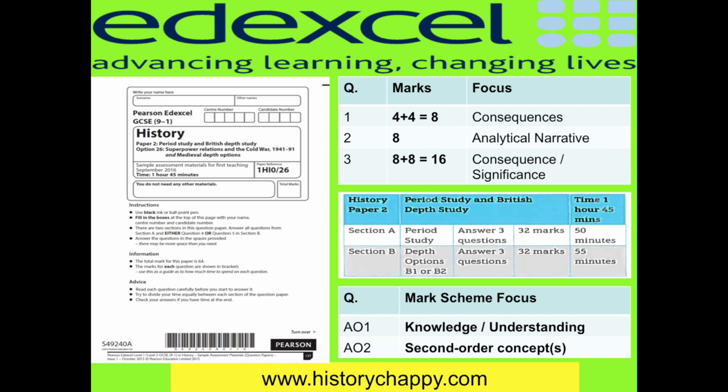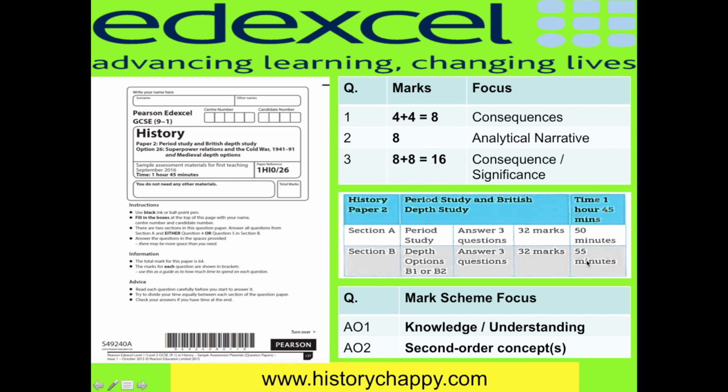This is your rubric or structure, if you will. There are 3 questions for this half of paper 2. The first question, worth 8 marks, and the focus is on consequences. The second question, 8 marks, and you have to provide an analytical narrative. The third and final question for this half of the paper is worth 16 marks in total, and it focuses on consequence, significance, importance.